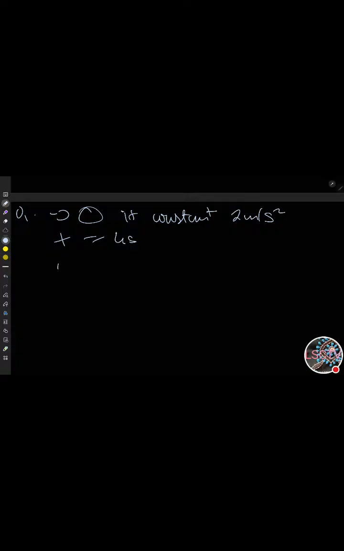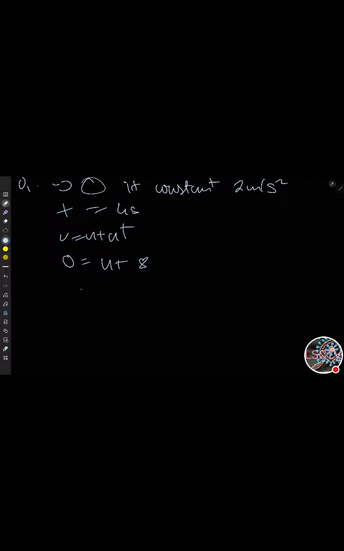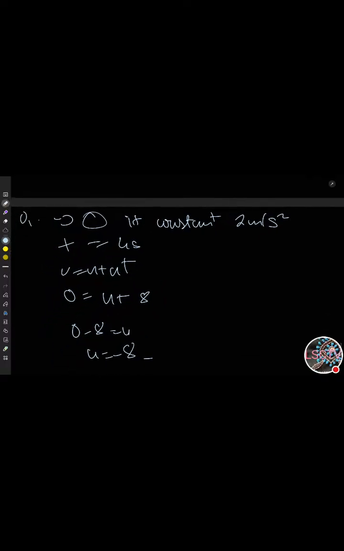Here, use the equation v equals u plus at. 0 is equal to u plus 8. 0 minus 8 is equal to u, so u is equal to minus 8. Simple. Minus 8 meter per second. How? 0 equals u plus 8, you substitute.